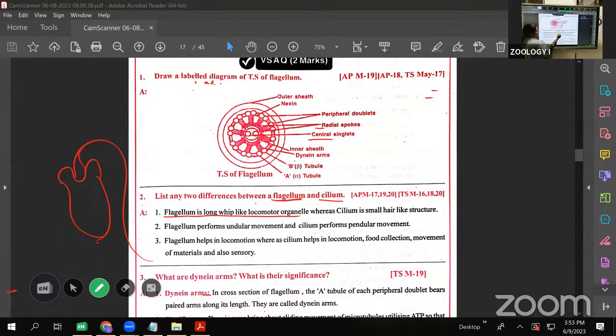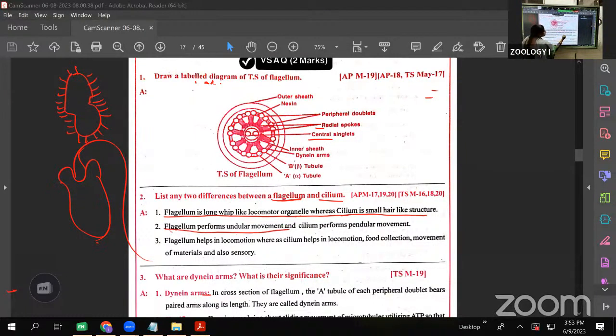Here is a long whip-like organelle, whereas cilium is a small hair-like structure. Paramecium has small hair-like structures like this, I'm drawing the rough diagram. The flagellum is a long whip-like structure. Cilia are small hair-like structures. See, observe here. Next, the flagellum performs undulatory movement. Cilium performs pendular movement. Undulatory movement means top to bottom, bottom to top. The pendular movement means right to left, left to right.